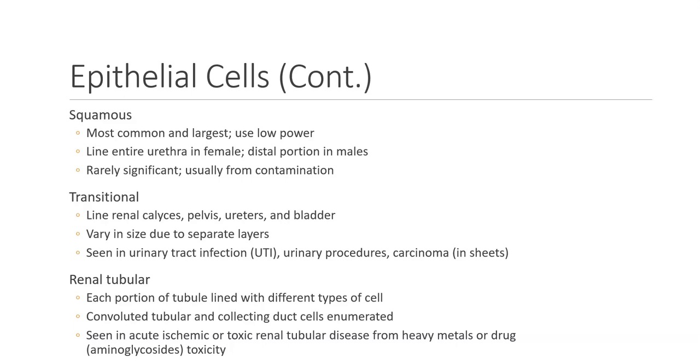Renal tubular: each portion of the tubule is lined with different types of cells. Convoluted tubular and collecting duct cells are enumerated. These are usually seen in acute ischemic or toxic renal tubular disease from heavy metals or drugs, such as aminoglycoside toxicity.